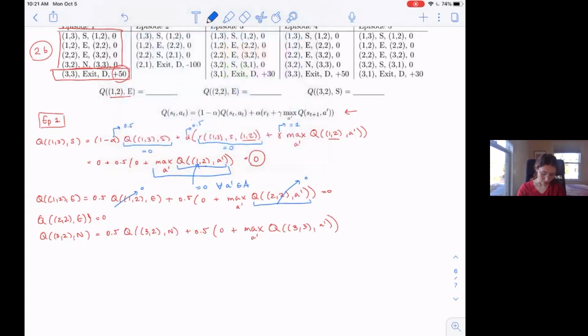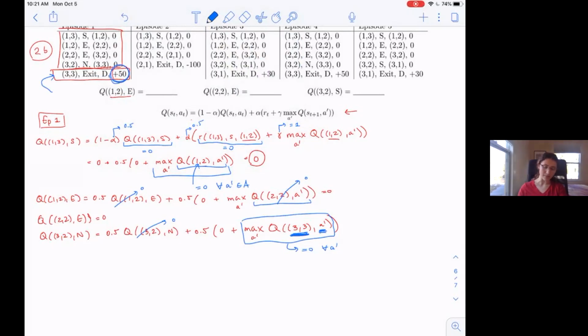Okay, so we haven't actually updated anything about Q of 3, 2 in the past. Its Q value is still 0. But here's where it gets interesting. Right now, when I take this max over the Q value at 3, 3, this is still equal to 0 for all actions, because I still haven't updated the Q value for the state 3, 3 for any action. But notice the next sample we're going to see is actually going to update the Q value at state 3, 3 with some non-zero value.